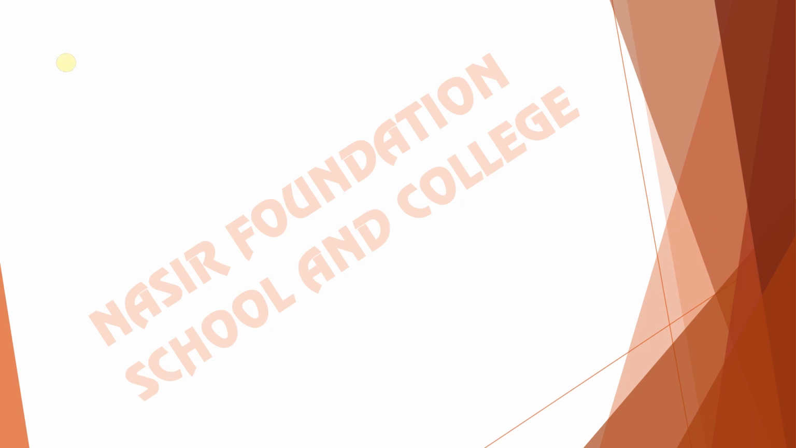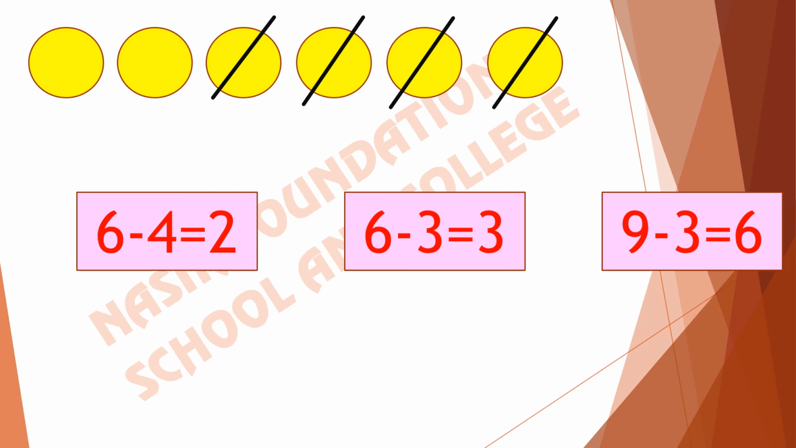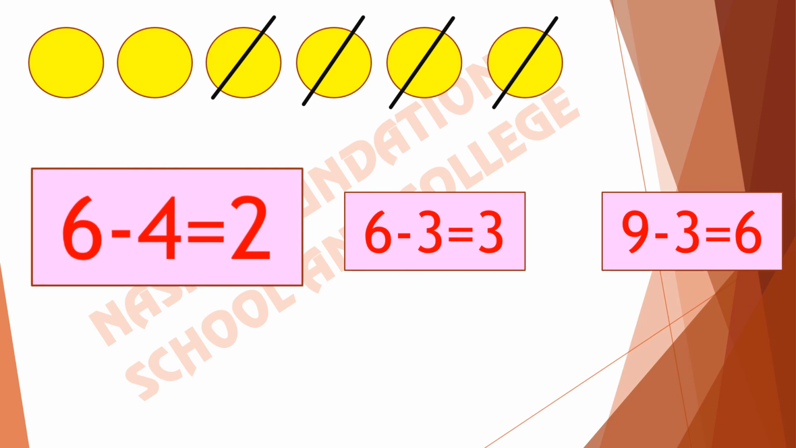Now count the number of shapes. 1, 2, 3, 4, 5, 6. Out of 6 we have to subtract 1, 2, 3, 4. Now we are left with 1, 2. Here different subtraction sentences are given. We have to find out the correct subtraction sentence for this picture. That is 6 minus 4 equals to 2, as there are 6 circles in total and we are subtracting 4 from them and we are left with 2.